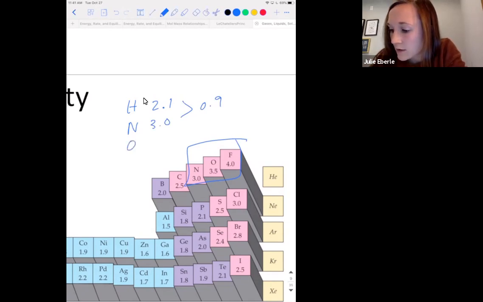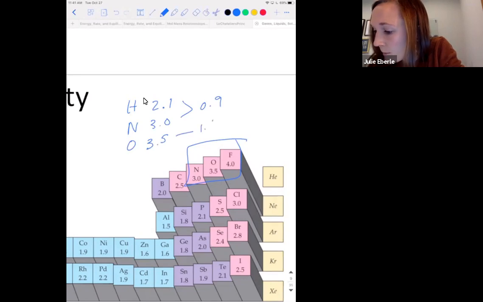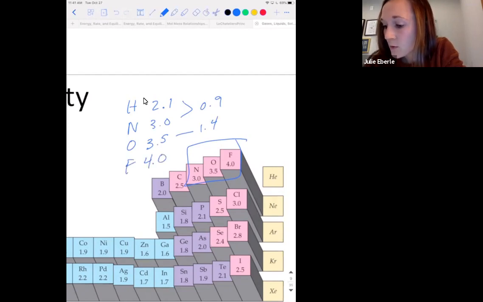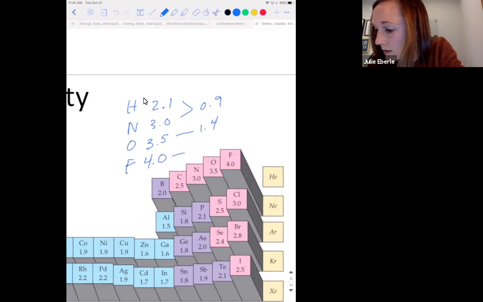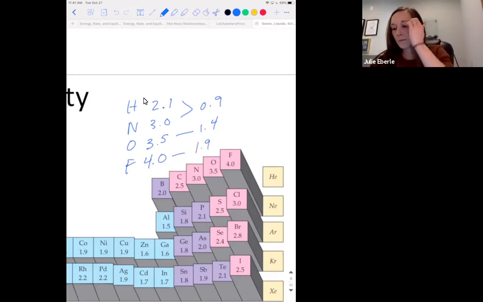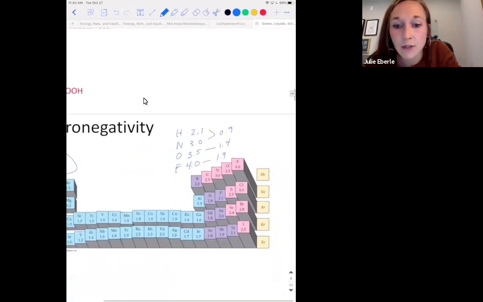Oxygen is even more electronegative, 3.5. So the difference between hydrogen and oxygen was 1.4. So that's polar as well. And then fluorine is 4.0. So the difference between 2.1 and 4.0, that's the largest difference. That's so polar, it's almost basically ionic. 1.9. So just a reminder on how electronegativity and electronegativity differences work.